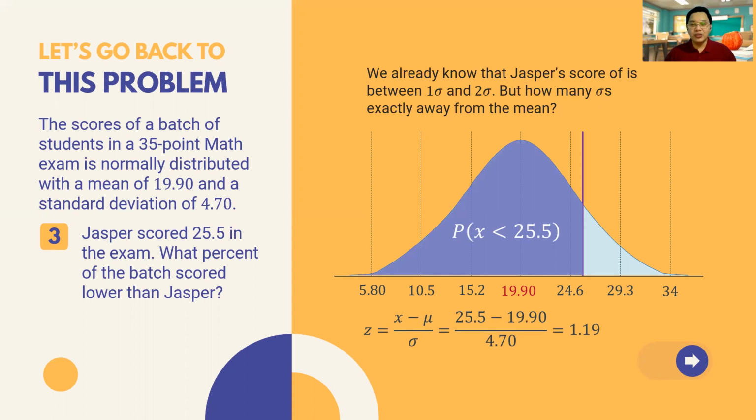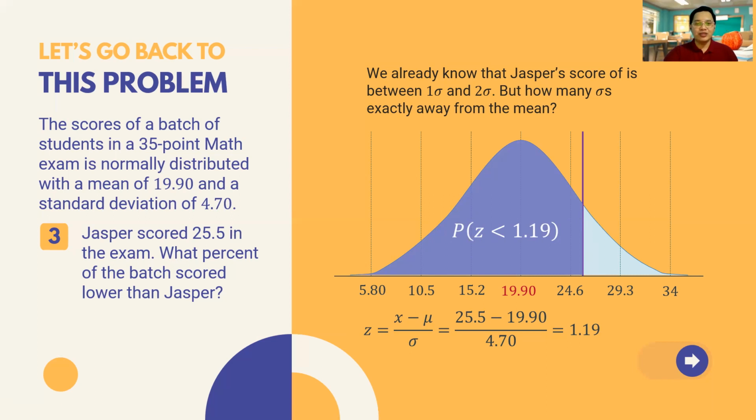1.19. So given that the z-score also represents the actual observed value in the distribution, for this notation for probability, instead of writing or looking for the probability that x is less than 25.5, we can also represent this region as the probability or the percentage that z is less than 1.19, given that the corresponding z-score is already 1.19.